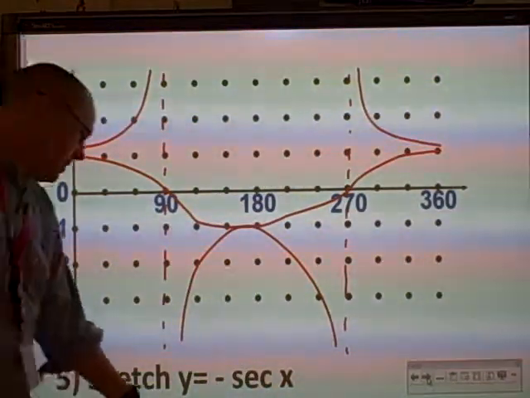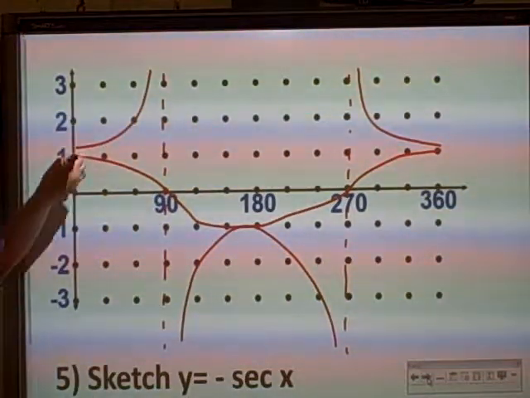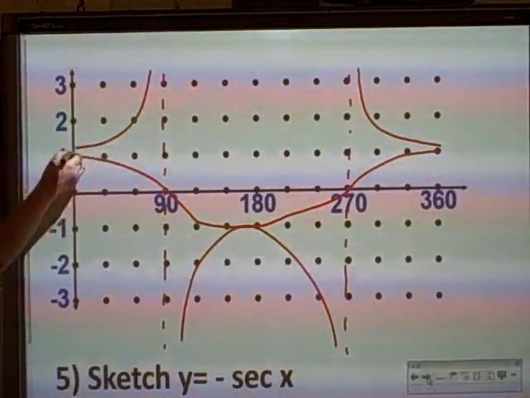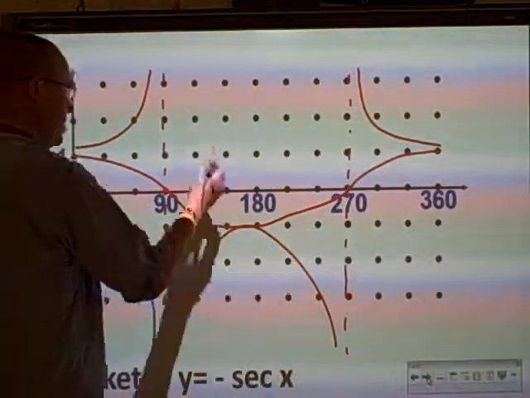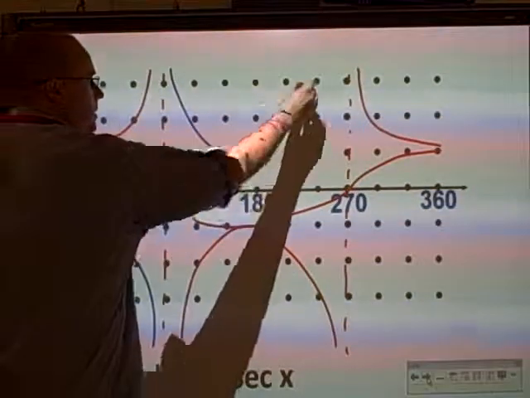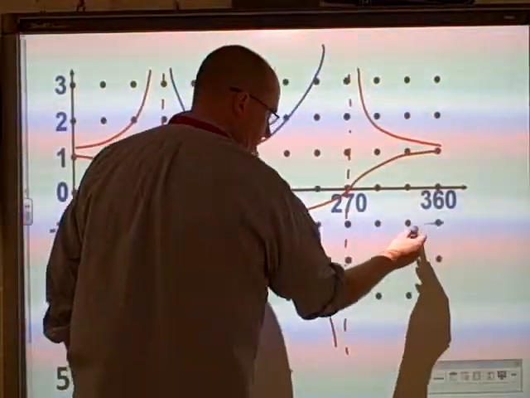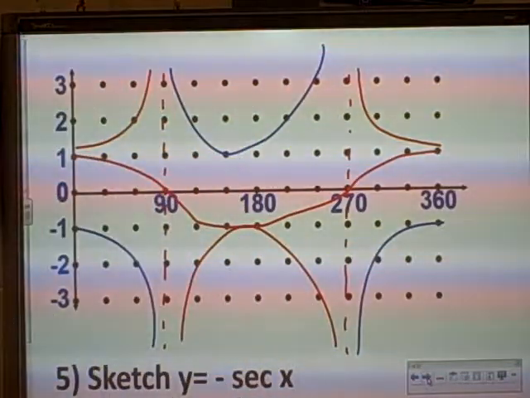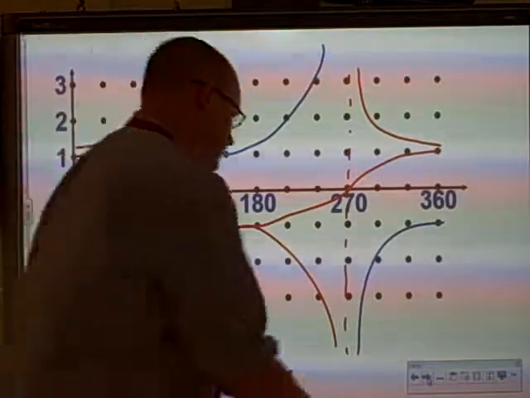But this one says negative secant. So I need to take this graph of secant and then flip that over the axis. So this is supposed to be at 1 here. So that's going to come down to negative 1. This one needs to flip over as well. And same thing with this one here. And the graph that you can see in blue would be your graph for negative secant x.